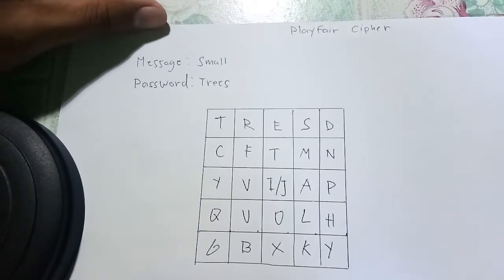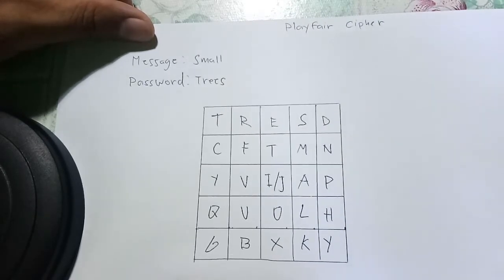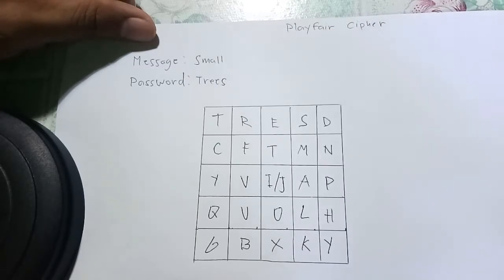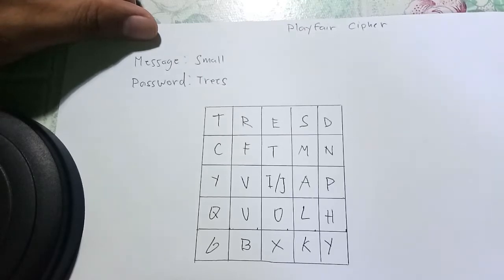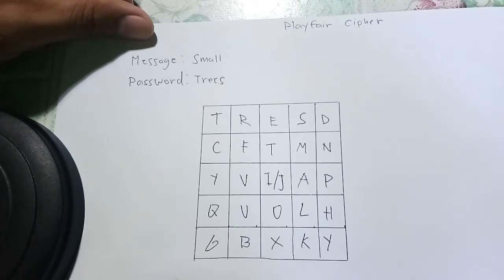In the cipher square, I put jumbled letters so that you can find the message here and the password. I jumbled the letters because it is like a puzzle where you will find the main word or the keyword, so that you have a challenge to find out what is the message given here. And it contains small trees. The message is small and the password is trees.